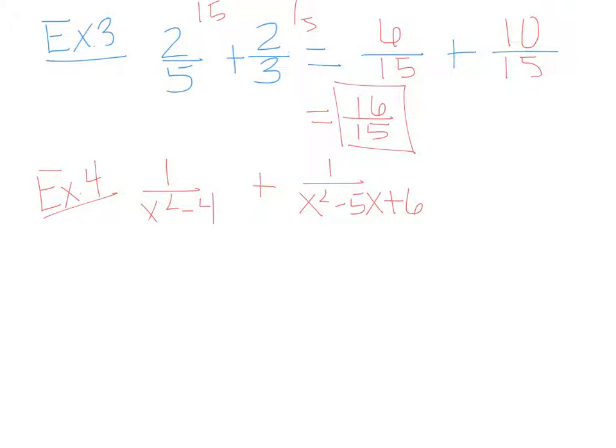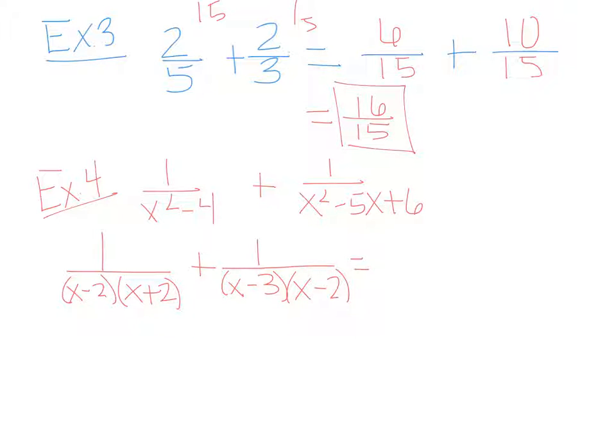All right, now, in order for us to see if we have a common denominator, the first thing I want you to do is I need you to factor. So on that first fraction, x squared minus 4 is x minus 2 times x plus 2 plus 1 over. That trinomial factored out is x minus 3 times x minus 2.